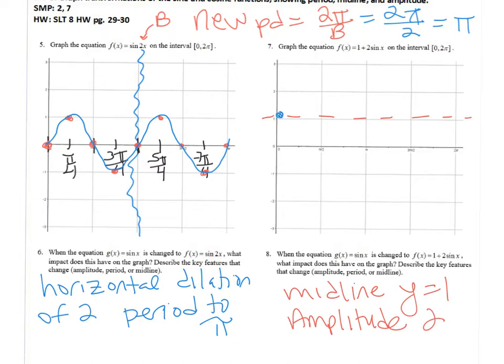So I start in the middle, go to the max. Notice I went a vertical distance up of 2 from the midline for that amplitude. Back to the middle, down to the minimum, and back to the middle. So each maximum and minimum is 2 units away from the midline. And there's our graph.